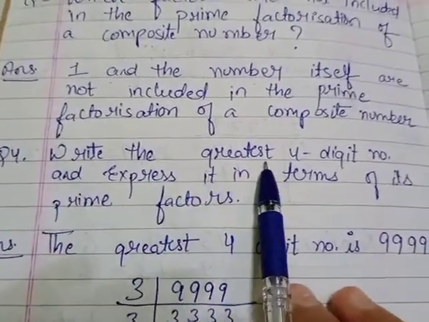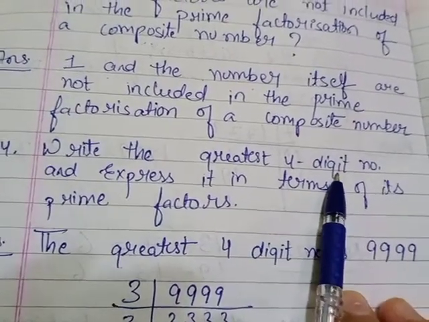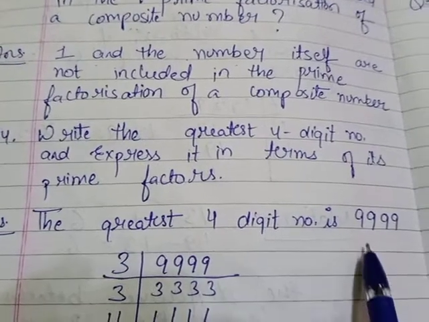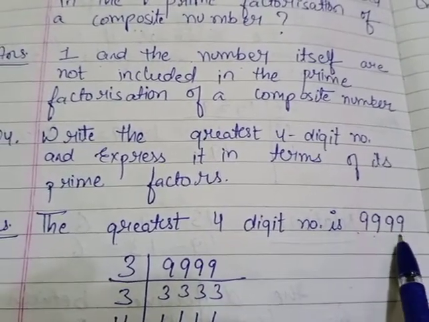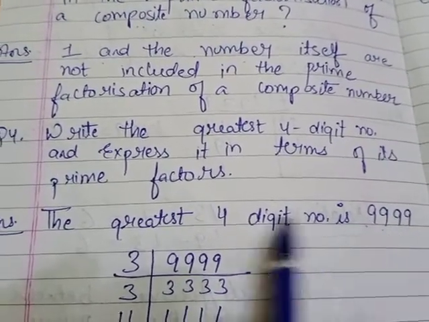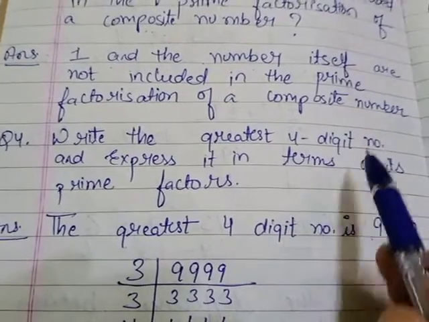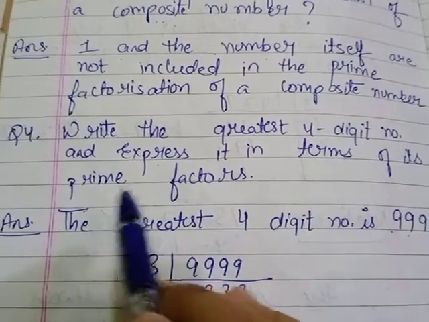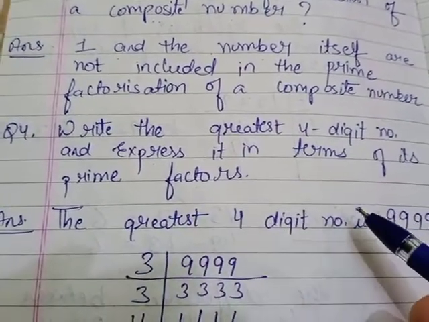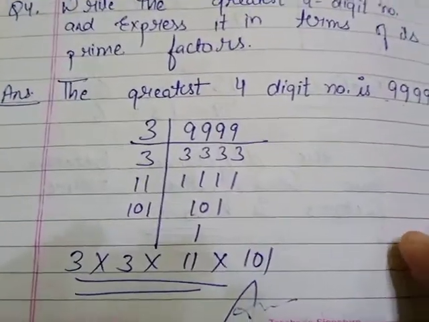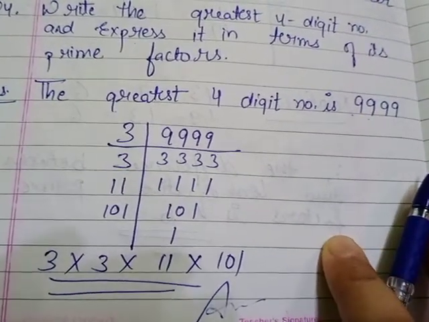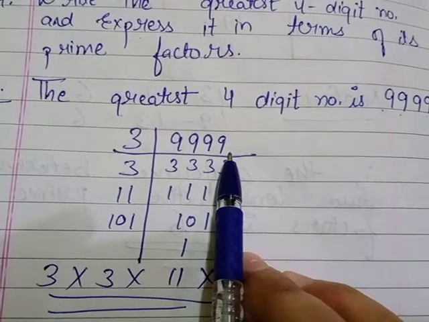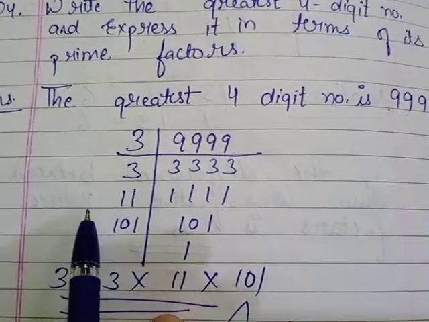Write the greatest 4-digit number. First of all, what is the greatest 4-digit number? The greatest 4-digit number is 9999. This is your greatest 4-digit number. Then it is written, express it in terms of its prime factors. How to find the prime factors? Like this. I hope you all know how to find the prime factors. First of all, this is your greatest 4-digit number. Then finding its factors.